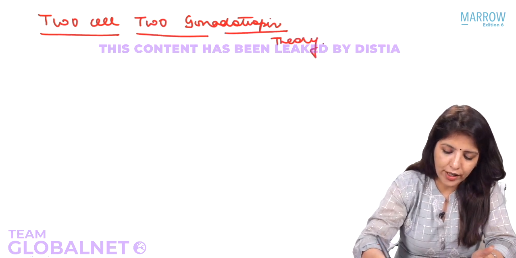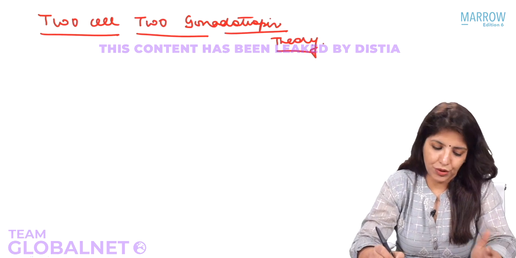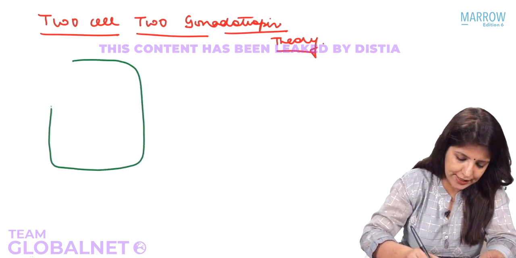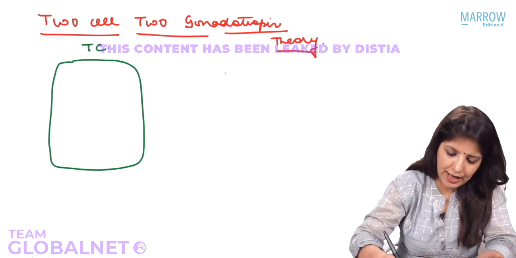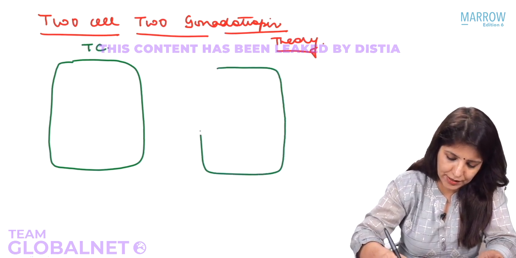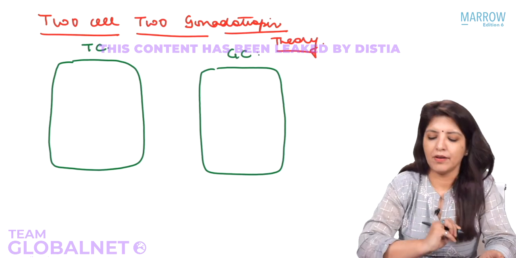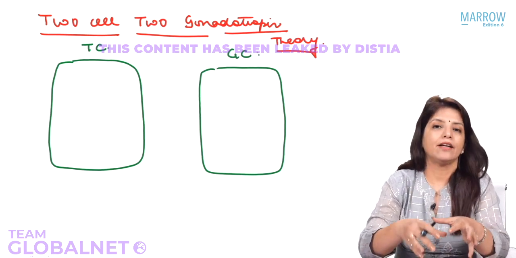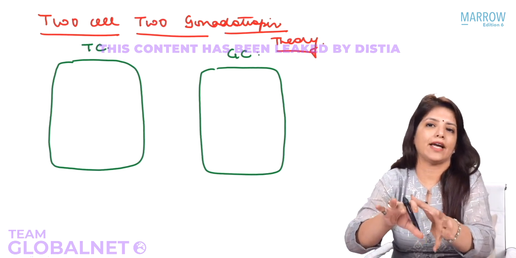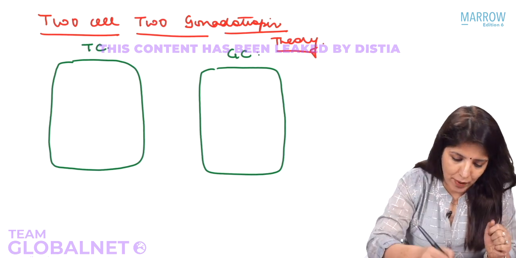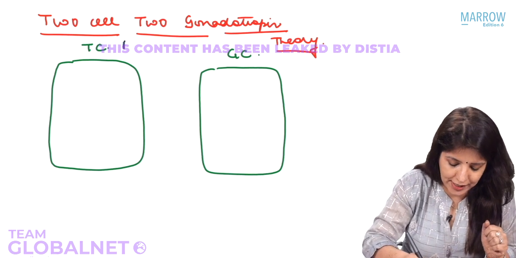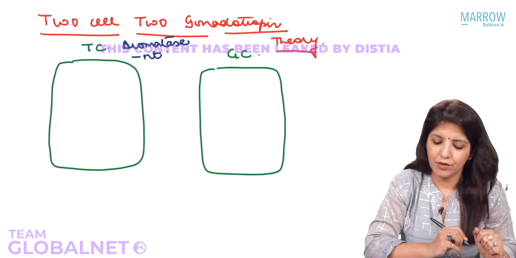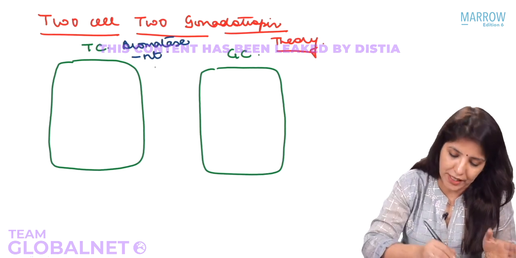According to the 2-cell 2-gonadotropin theory, we have 2 cells. One is the theca cells and the other is granulosa cells. Now, there are a few things which are lacking in theca cells and there are a few things which are lacking in granulosa cells. Number one, in theca cells, aromatase enzyme is absent. But what is present in theca cells?